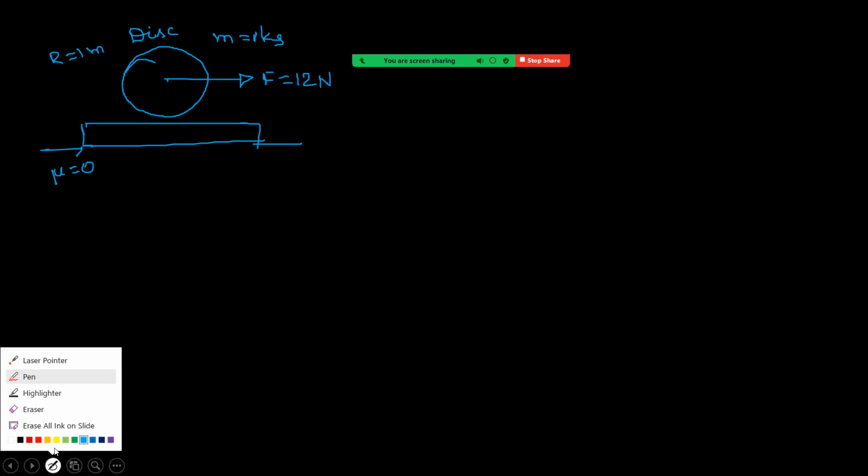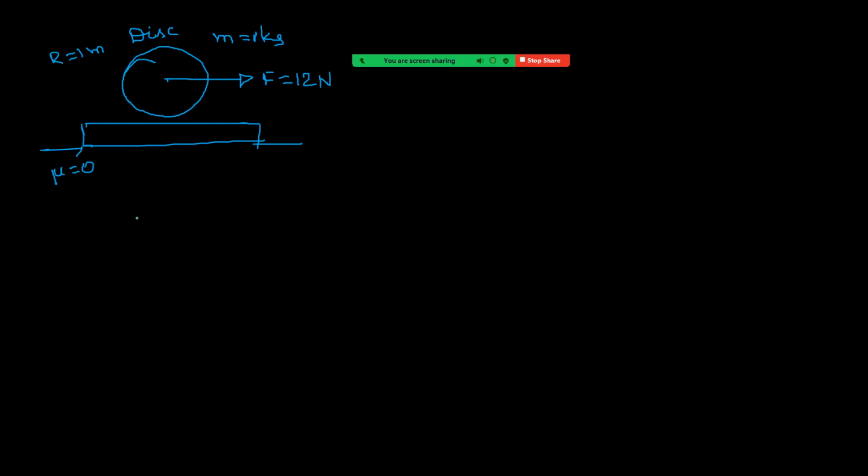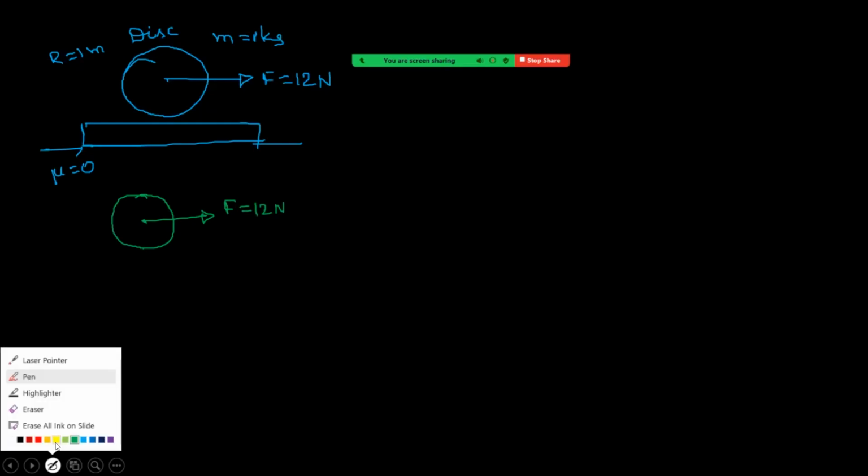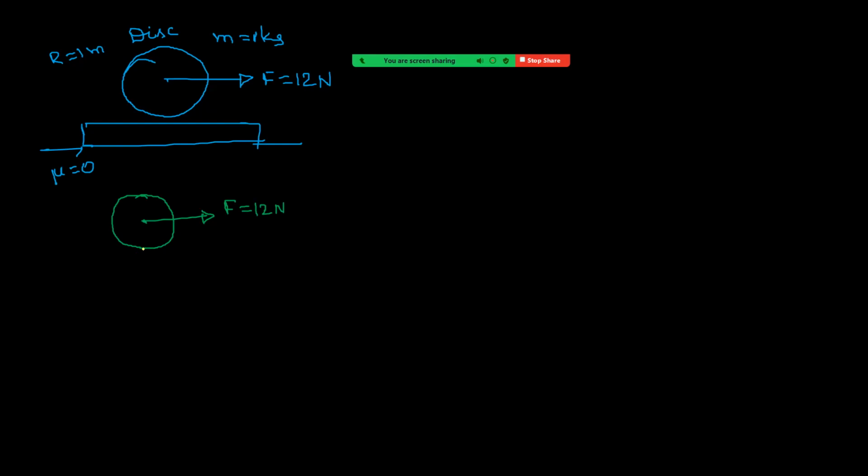Let us focus on the free body diagram. Coming to the disc, the applied force is 12 Newton. Let us take the frictional force on the left side, that is small f. Since it is rolling without slipping, friction will be acting. Next, on the plank, the frictional force value will be the same, but the direction will be opposite.